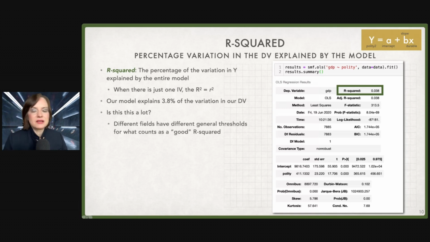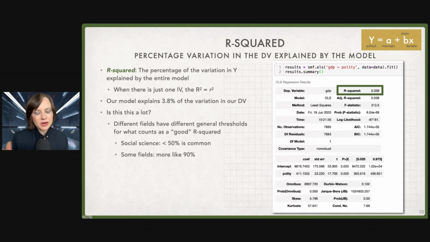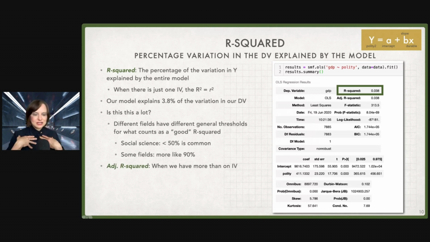Well, different fields have different thresholds for what counts as a good R squared. In the social sciences, it's very common to have R squareds less than 50%. If you're working in fields that are a bit more predictable, or that we have a better handle on the various pieces and how they drive things, or just fewer pieces are needed to understand a particular phenomenon, you might be looking for R squareds of 90%. As a social scientist, I've never seen such a thing in my life. But even as a social scientist, I would say that 3.8 is small.